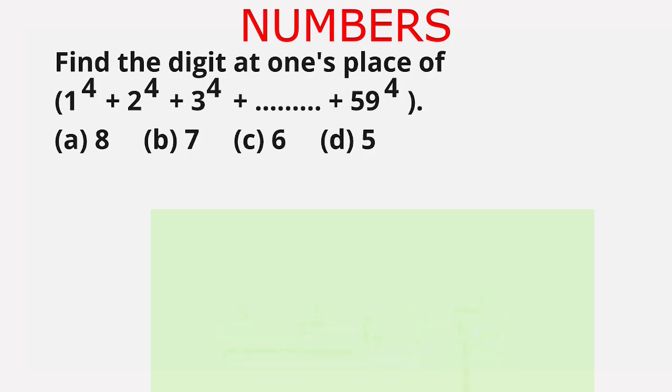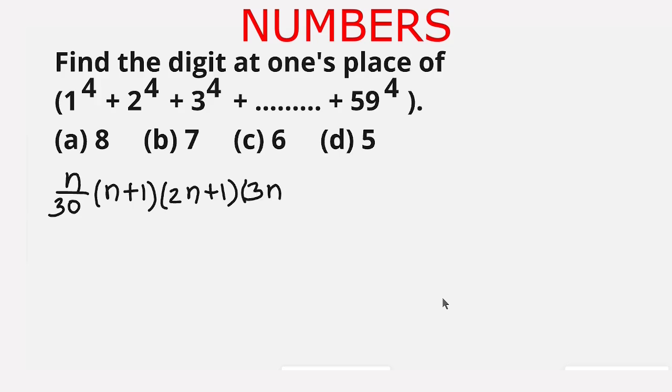If the natural numbers have the power 4, then their sum of n terms is given by n upon 30 into n plus 1 into 2n plus 1 into 3n square plus 3n minus 1. This is the formula for sum of natural numbers having power 4 of n terms. Here the number of terms are 59, as it starts from 1 and ends at 59. So the value of n is 59.